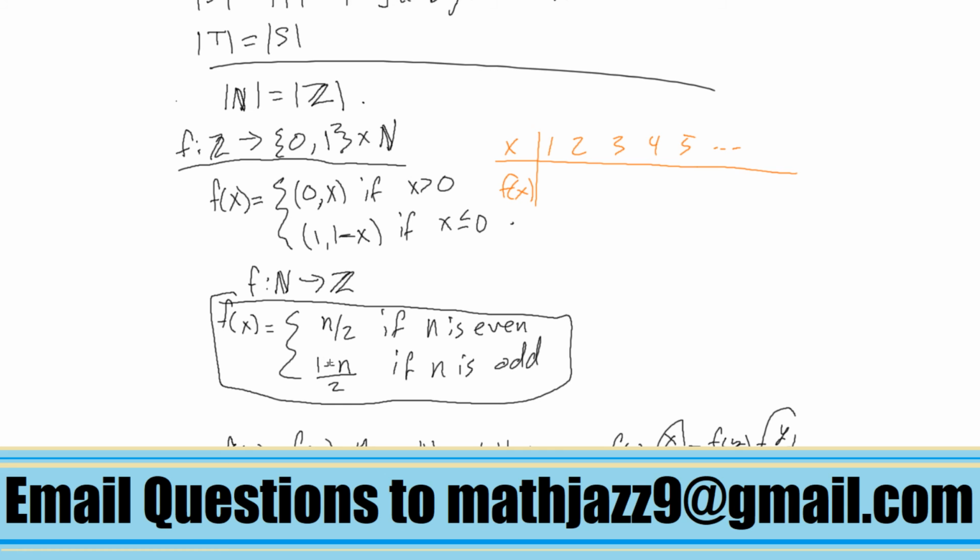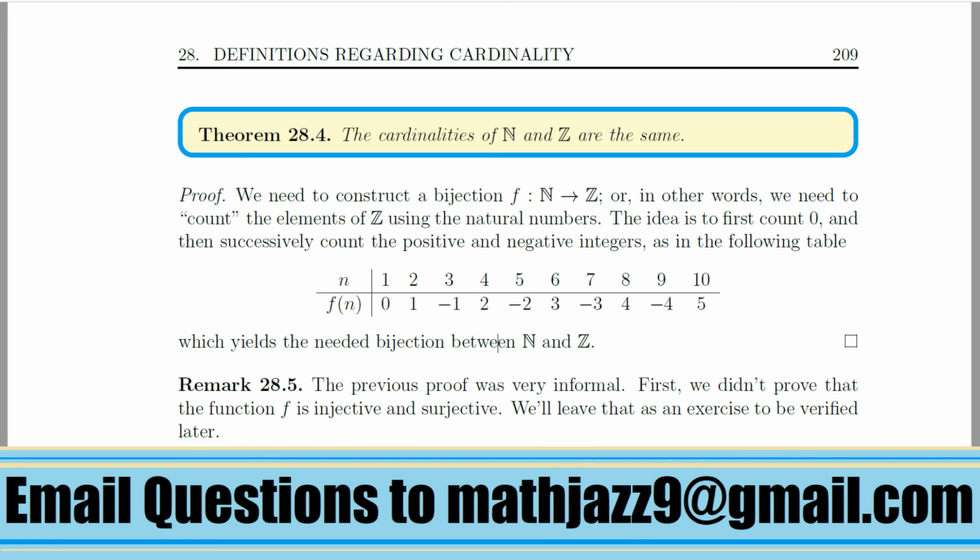Well, plug 1 in. 1 is odd. 1 minus 1 is 0. Over 2 is 0. So we get out 0. Plug in 2. 2 over 2 is 1. Plug in 3. 1 minus 3 is negative 2. Over 2 is negative 1. Plug in 4. 4 over 2 is 2. Plug in 5. 1 minus 5 is negative 4. Over 2 is negative 2. And if you're noticing a pattern, that's because there is one. 0, 1, negative 1, 2, negative 2. And if we look back at the book, it has precisely the same pattern.